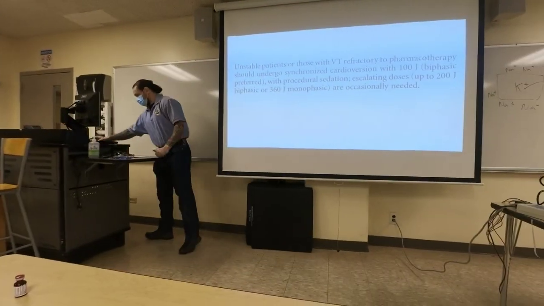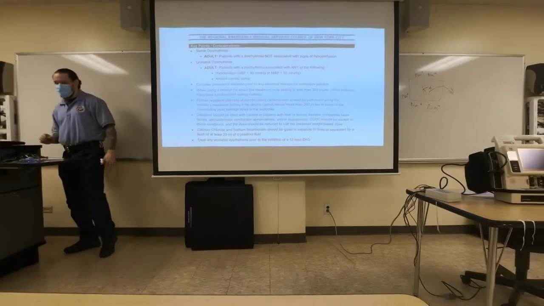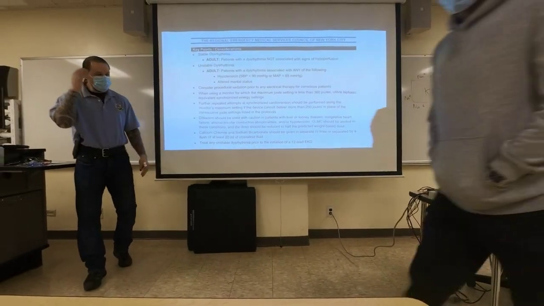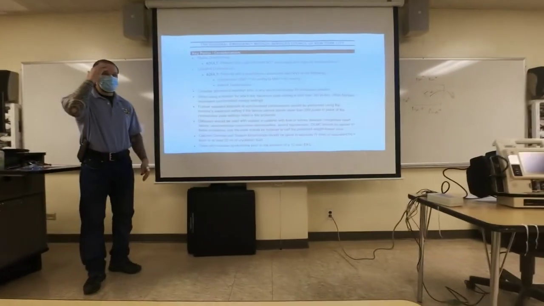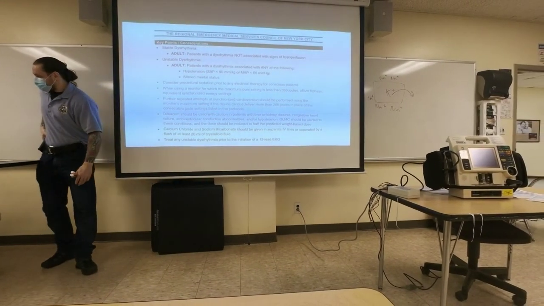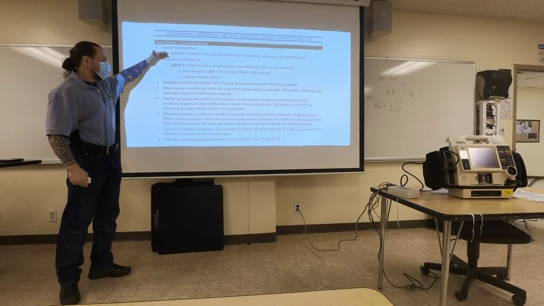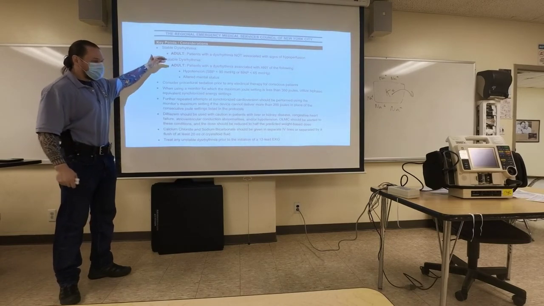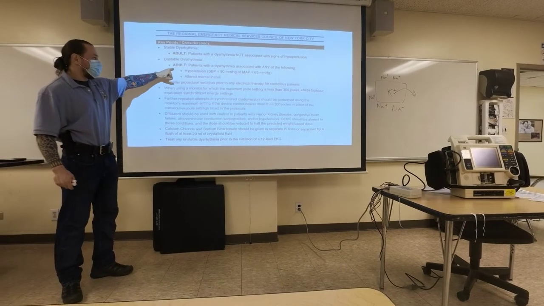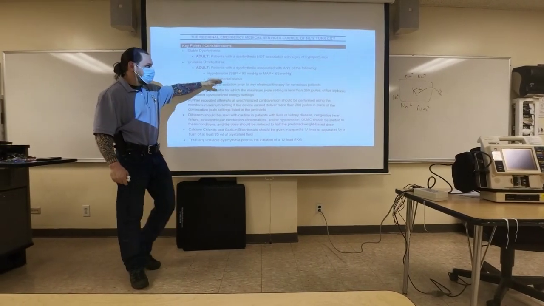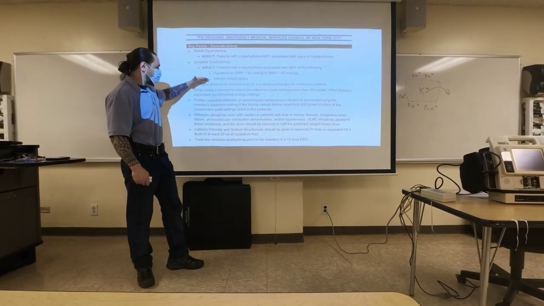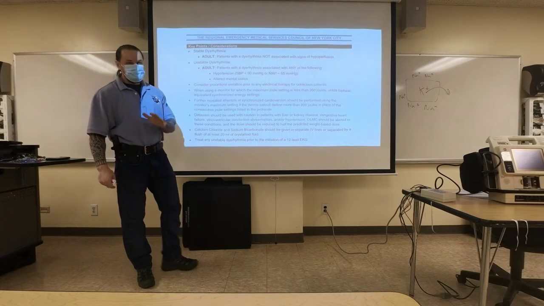All right, so let's go. This is your protocols. Before we know what treatments to use, you've got to determine whether they are stable or unstable. Here they give you some criteria. For adult patients, let's go with unstable first. They say systolic blood pressure less than 90, MAP less than 65, altered mental status.